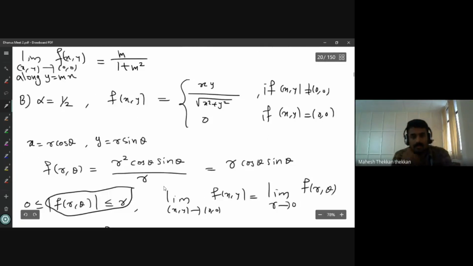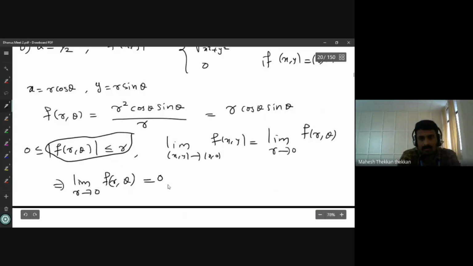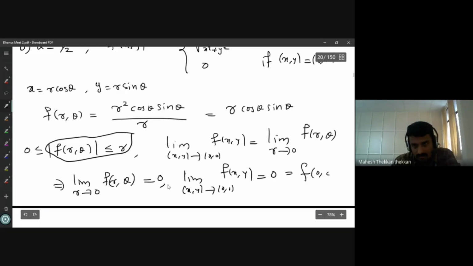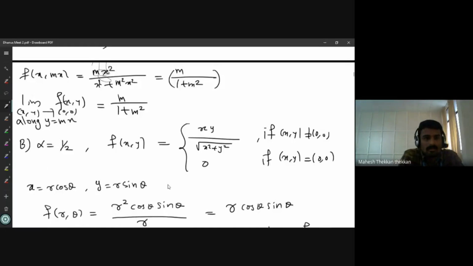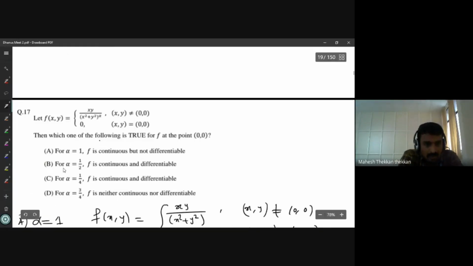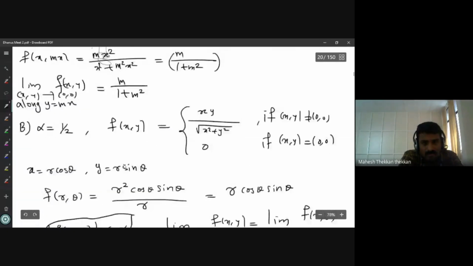So what about the limit? The limit as (x, y) tends to (0, 0) of f of (x, y) is nothing but 0. That is our f of (0, 0). Okay, this is the case. Now I just wanted to look at the second option. What is the question? If alpha is equal to half, whether f is continuous. So we got that f is continuous, right?